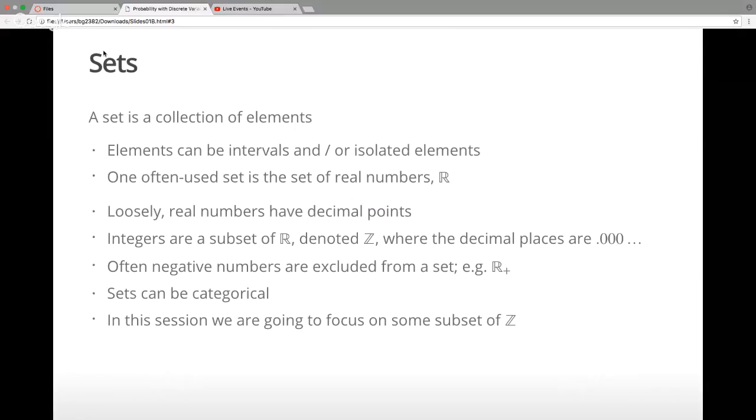We often exclude the negative numbers, which is indicated by a little plus subscript here. And today in this session, we're going to be focusing on a subset of the integers, really a subset of the non-negative integers, etc. And that all underscores the idea that these sets can be discrete. They can even be categorical. It's sort of like, what state do you live in? And it is sort of associated with a word rather than with a number.